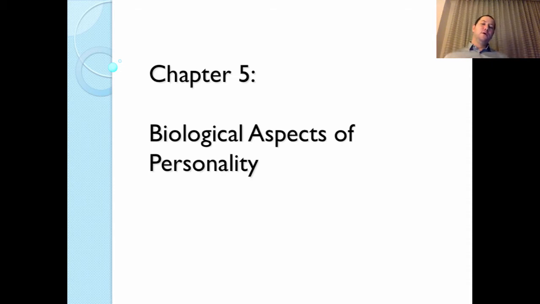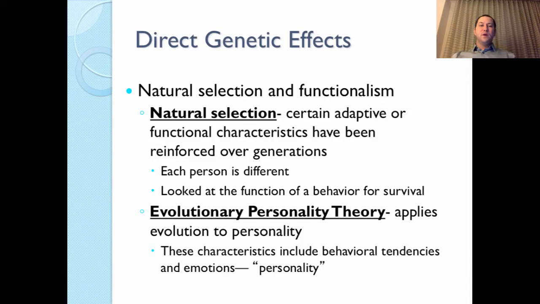All right, so in chapter 4, we mentioned that the neo-analytic perspective ignored some of the biological aspects of personality. So it makes sense that chapter 5 would continue with these components. The way this chapter is divided is we're going to talk about direct genetic effects and indirect effects of biology. When we talk about direct genetic effects, we are going to talk about naturalistic selection and functionalism.